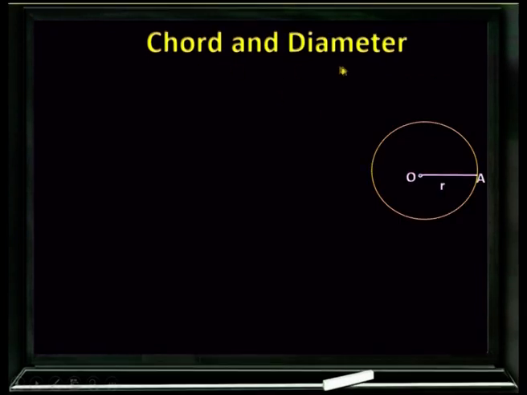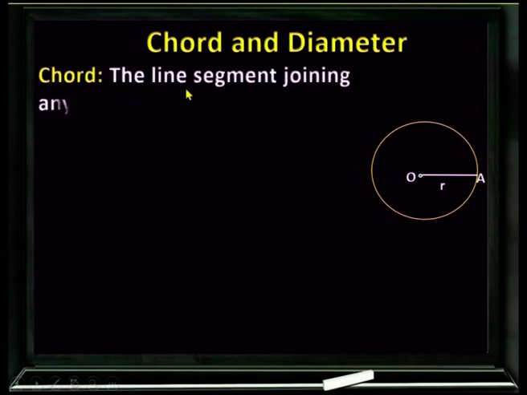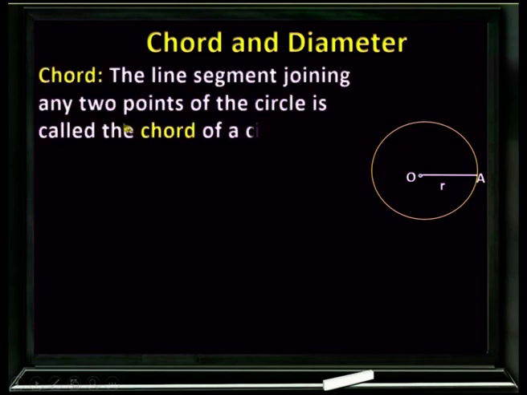Now, chord and diameter. What is a chord? Chord is nothing but the line segment joining any 2 points of the circle, and it is called the chord of a circle. How many chords can we draw in a circle? We can draw infinitely many chords in a circle. So, these are 2 points P and Q. Here PQ is a chord.